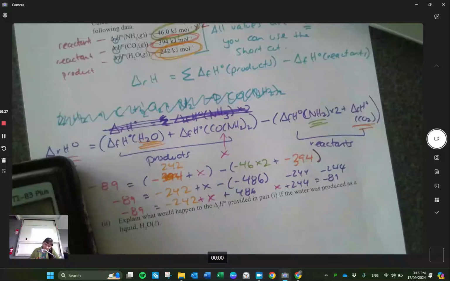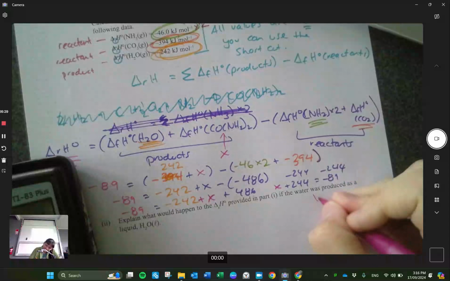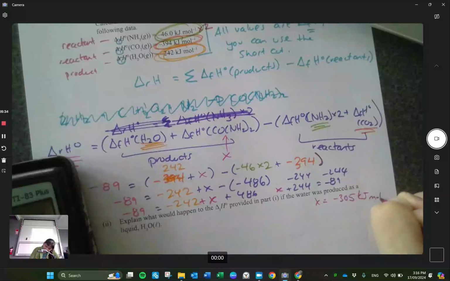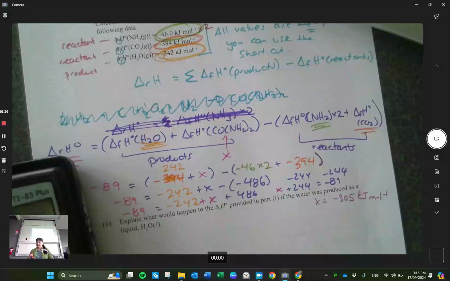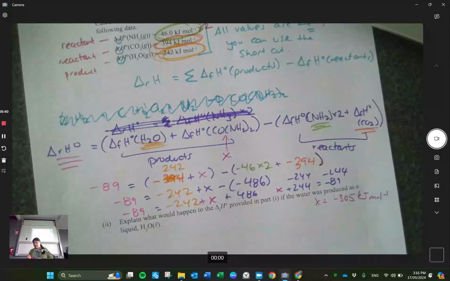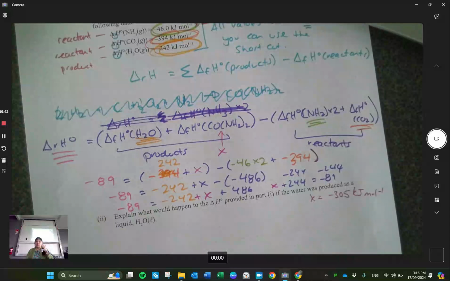Feel like I got the number wrong, but we'll see. X equals negative 305 kilojoules per mole. I actually don't like that method as well as the other one. I feel like this one's more complicated.